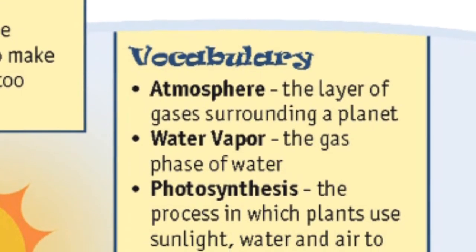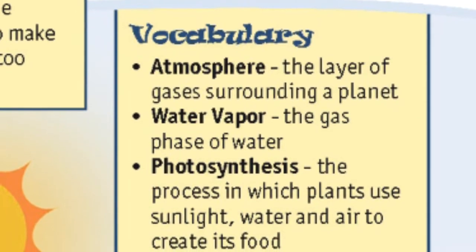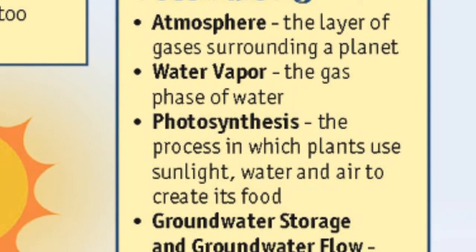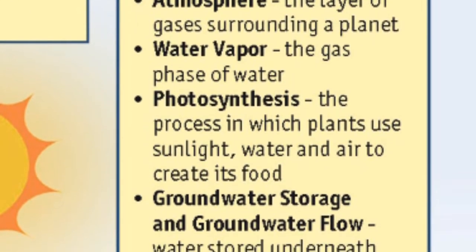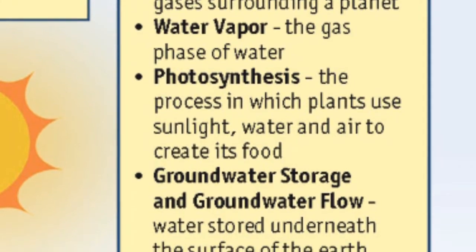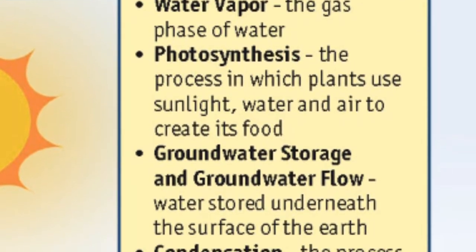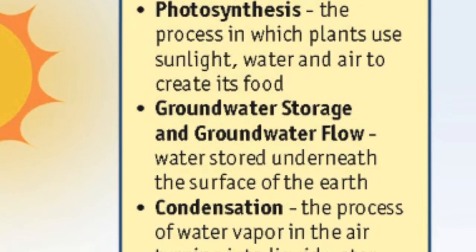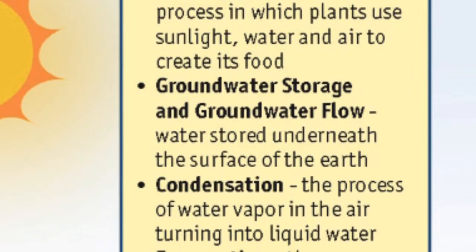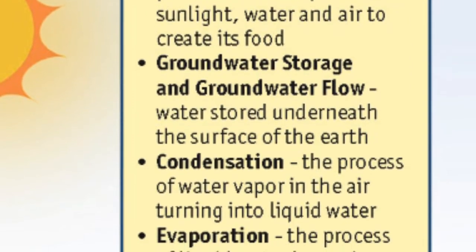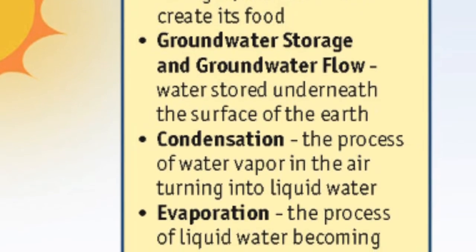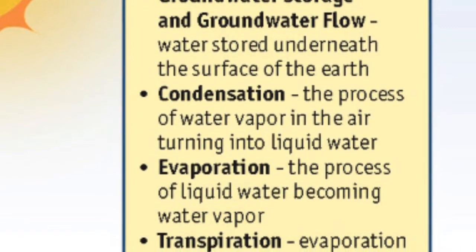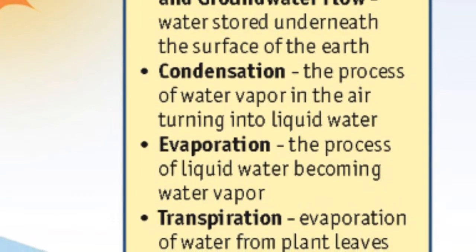Vocabulary. Atmosphere, the layer of gases surrounding a planet. Water vapor, the gas phase of water. Photosynthesis, the process in which plants use sunlight, water, and air to create their food. Groundwater storage and groundwater flow, water stored underneath the surface of the Earth. Condensation, the process of water vapor in the air turning into liquid water. Evaporation, the process of liquid water becoming water vapor.